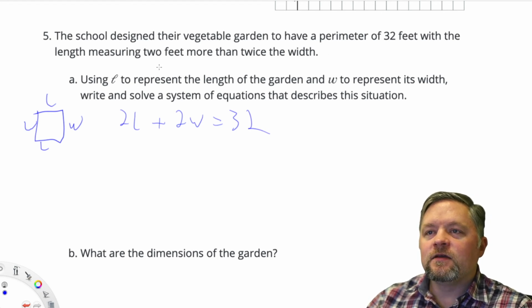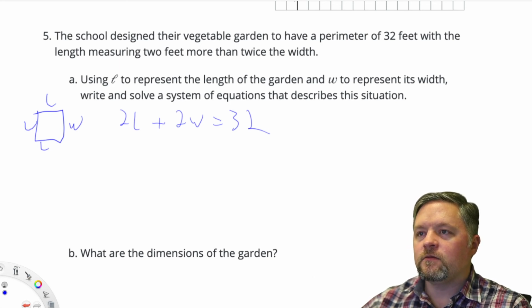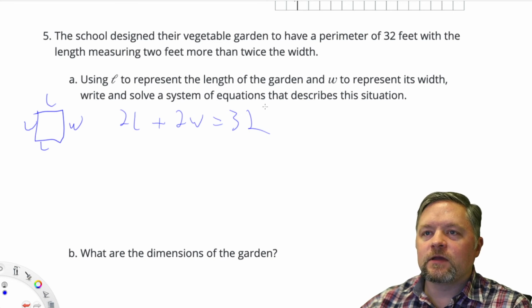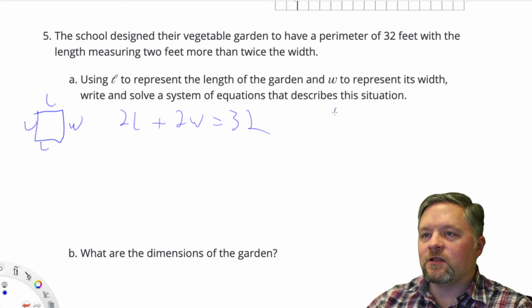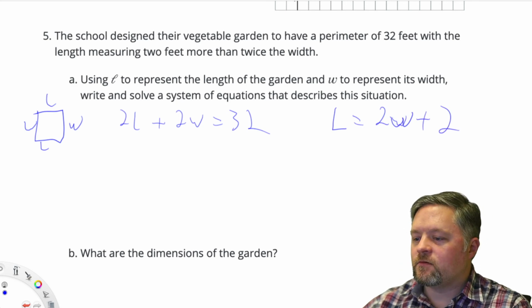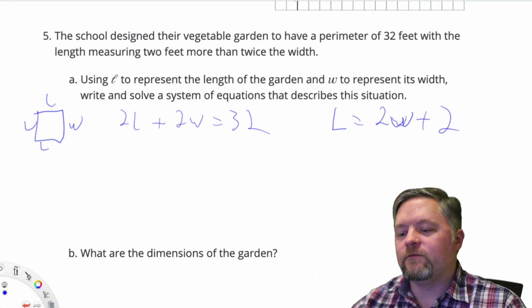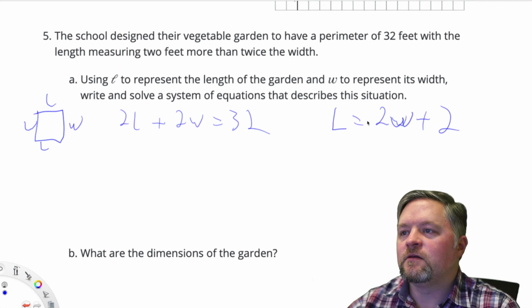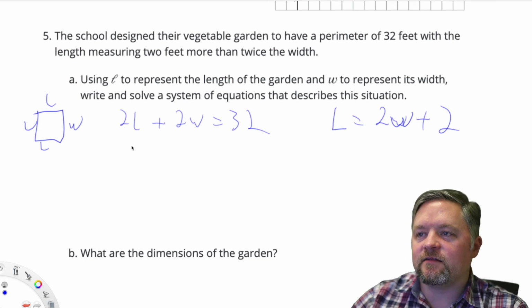The length is 2 feet more than twice the width. Okay, length is 2 feet more than twice the width. So the length is equal to twice the width plus 2. Okay, we've got 2 equations, and if we know L equals 2W plus 2, we can stick that into this L.